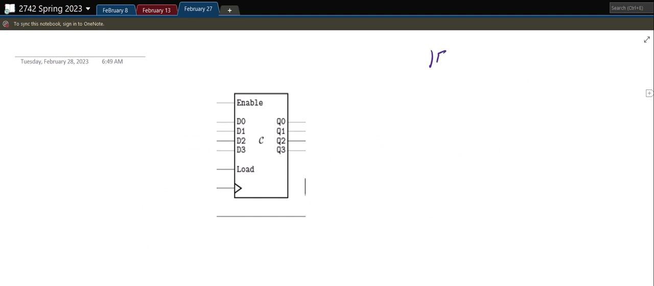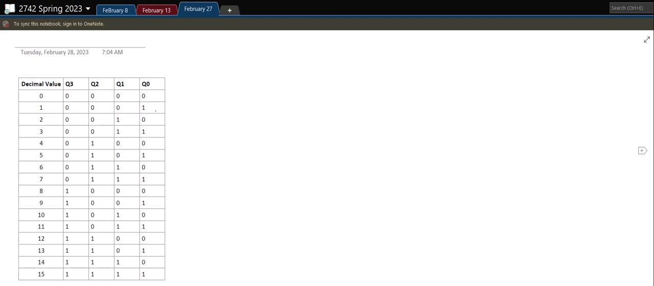So this one is 15, 14, 13, down to 0, and then back to 15. Okay, so it turns out this one is really pretty easy. Let's take a look at our decimal values of our numbers again, and look at the complements of our numbers here. The complement of 0 would be 1, 1, 1, 1. The complement of 1 would be 1, 1, 1, 0. The complement of 2 would be 1, 1, 0, 1.